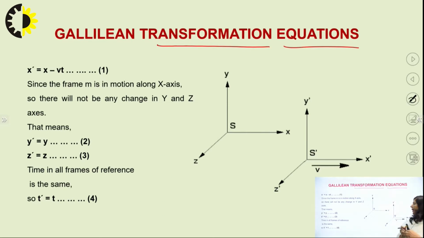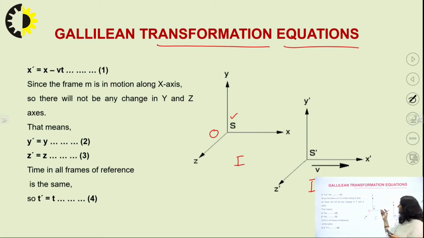Now, in order to understand, you have to understand this particular figure here. We have two inertial frames. This is our first inertial frame and this one is the second inertial frame. The first one is at rest, and we have represented this frame by S. So, S is our first inertial frame which is at rest, and there is an observer who is sitting in frame S.